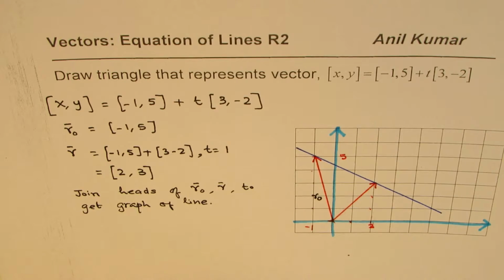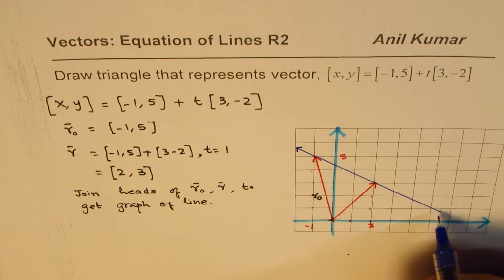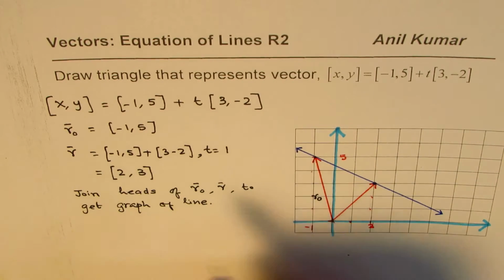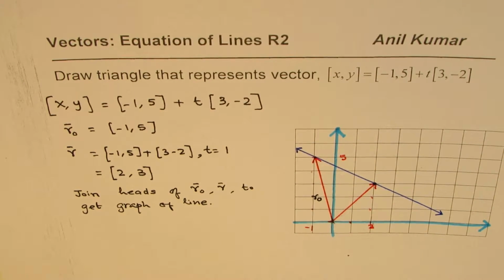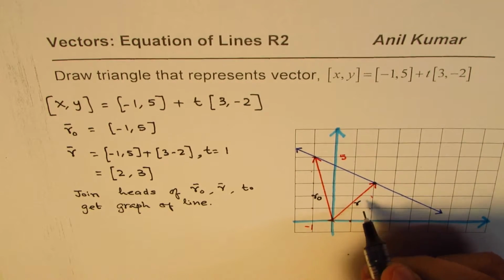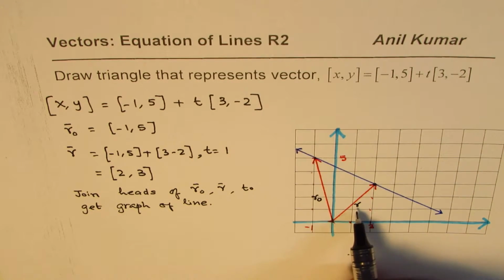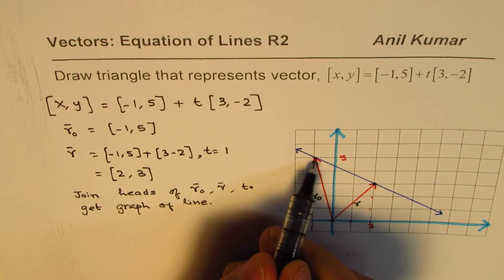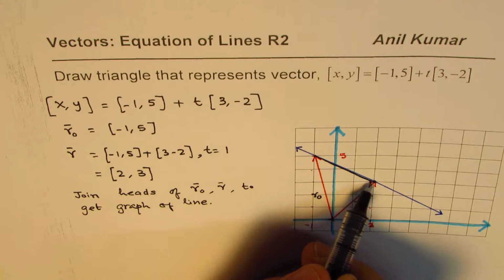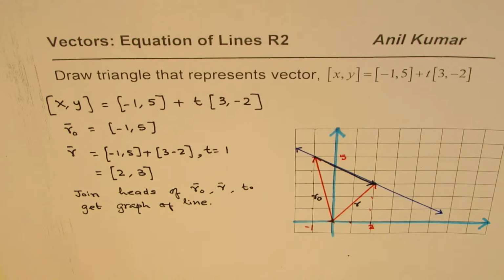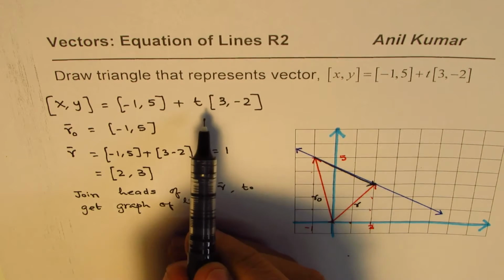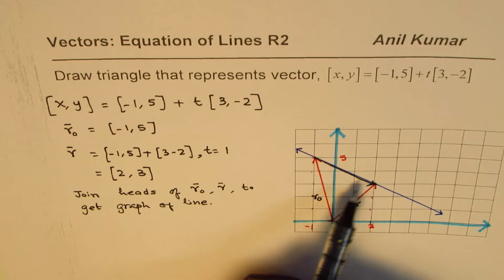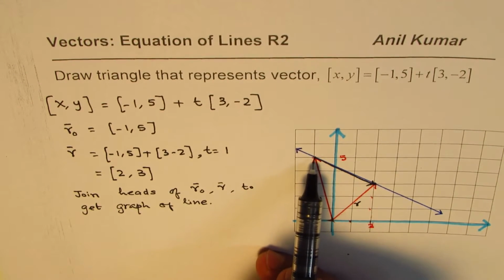Okay. So when you join the line, these points are representing r0, the initial vector, and any vector r. This was over t equals to 1. I could have written this as r1. And so this third side is this side of the triangle. This is your third side of the triangle, which is parallel to (3, -2). Do you see that? This is (3, -2). So that is the third side from r0.